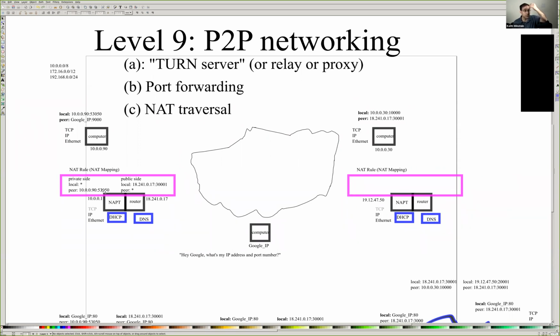that will be mapped to this local machine, 10.0.0.90, port 53050. And any segments that go out from port 53050 to the internet to anywhere, I'm going to pretend that they came from 18.241.0.17 port 30,001. So this is a NAT mapping that can be created just because a TCP connection got created. And it's the same kind of mapping that gets created when you do port forwarding. But here we're talking about it getting created automatically. So Google then replies, and Google says, I see your connection coming from, what is Google going to say?